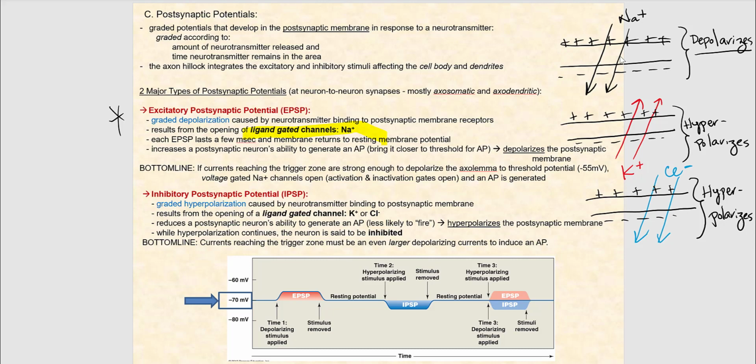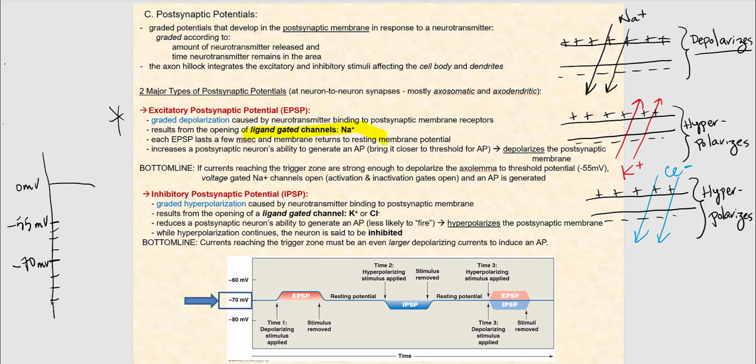If that neurotransmitter opens ligand-gated sodium channels, I hope you see that the inner leaflet is going to be made less negative. Now, why will the inner leaflet be made less negative? Because we have positive charges in the form of sodium that's coming in. So if the inner leaflet is made less negative, then the closer we're going to get to negative 55 millivolts at the trigger zone of that postsynaptic neuron.